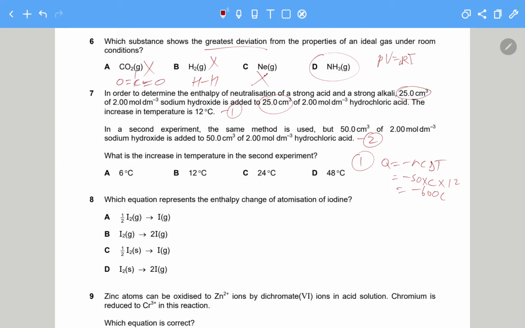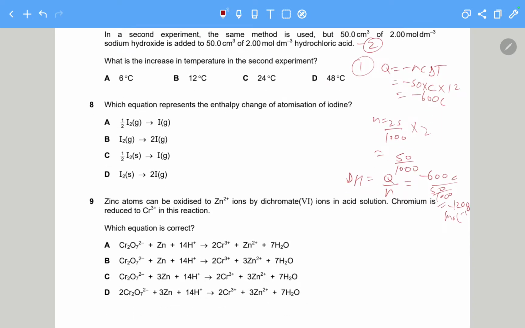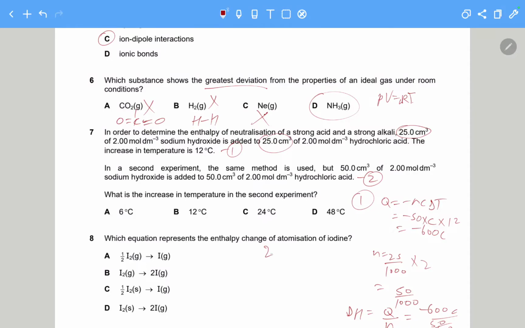So the number of moles of each of NaOH and HCl is equal to 25 divided by 1000. Remember, we have to convert cm³ to dm³, times 2, which is equal to 50 over 1000. Therefore ΔH, which is equal to Q over n, is equal to minus 600 C over 50 over 1000, and this is equal to minus 12,000 C per mole in units of energy.